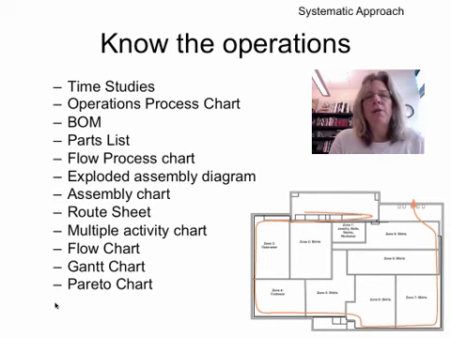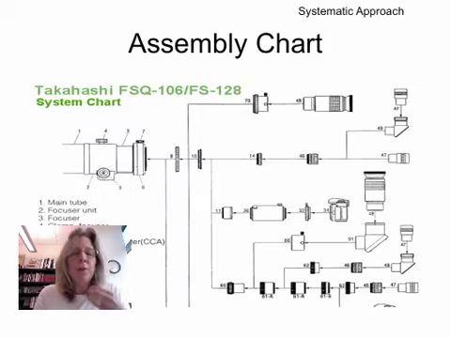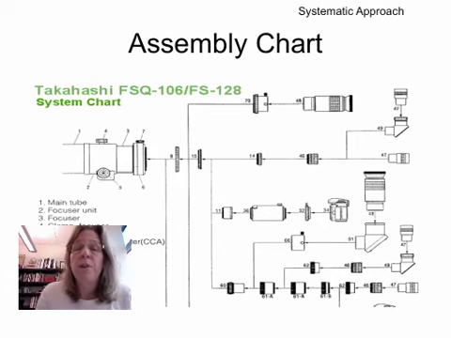So we're going to continue now to look more at some of the other ways in which you can understand the operations of the organization. And we've talked about time studies, operations process chart, bill of materials, parts list. Now we're going to move into a couple of the other ones, flow process charts. Actually, they're not in this order. The next one we're going to look at is an assembly chart. And we're going to go through these pretty quickly.